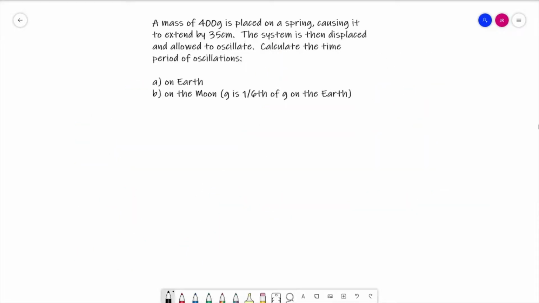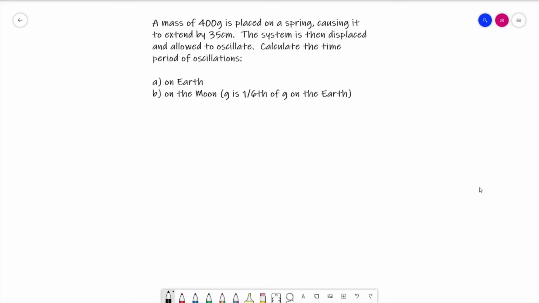So here is the question for this video. A mass of 400 grams is placed on a spring, causing it to extend by 35 centimetres. The system is then displaced and allowed to oscillate. Calculate the time period of oscillations, and again, same as the Simple Pendulum video, firstly on the Earth and then secondly on the Moon, where, as we saw before, the acceleration due to gravity is approximately 1/6 of the acceleration due to gravity on the Earth. So as usual, pause the video, go away, work out your answers, and then come back when you're ready to see me work through them.